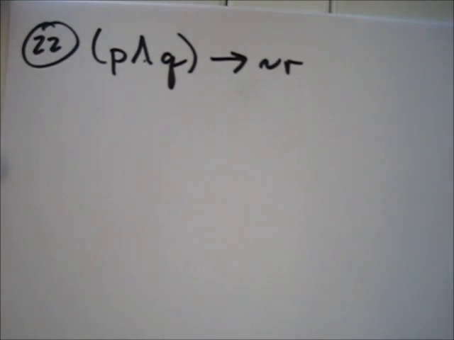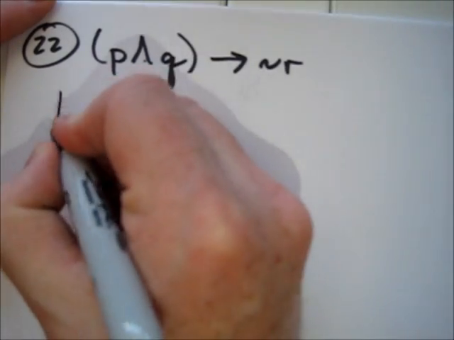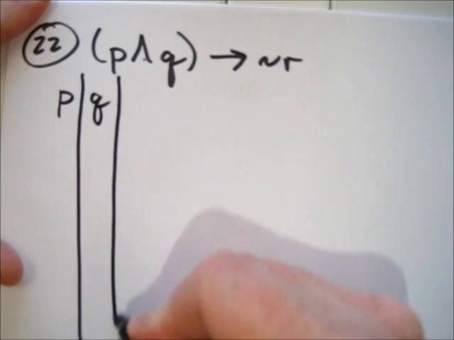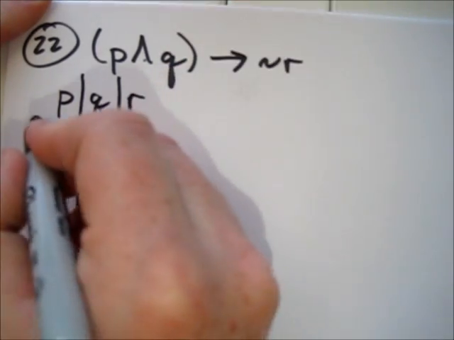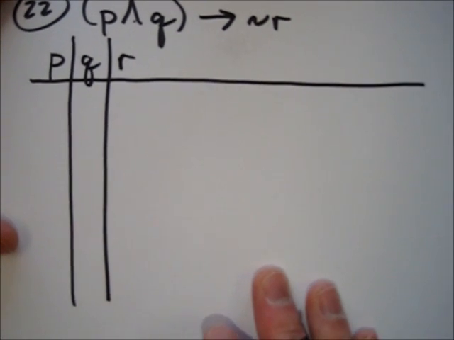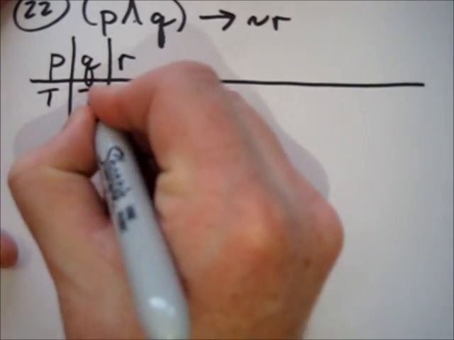Okay, now we have a three-statement truth table. We have P, Q, and R, which means there are going to be 8 cases in your truth table that we're going to draw. I have to draw this one a little smaller to fit it into the screen here, but you need to start off by having columns for P, Q, and R. So there's 8 different cases. This is what we have.